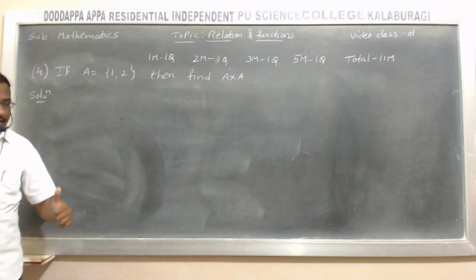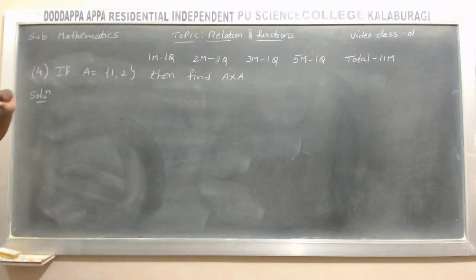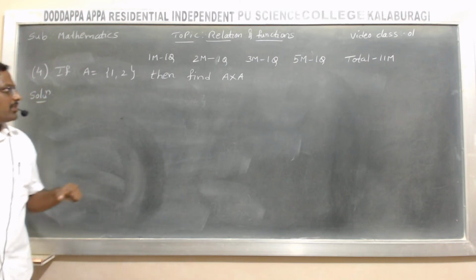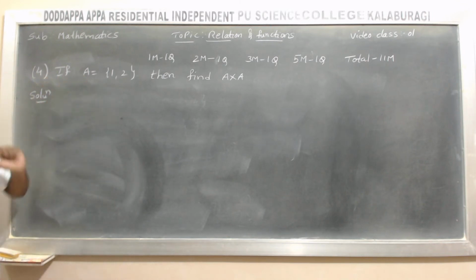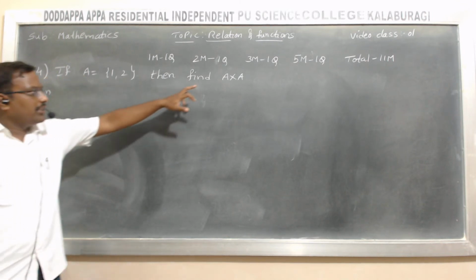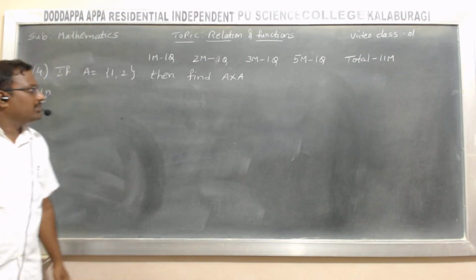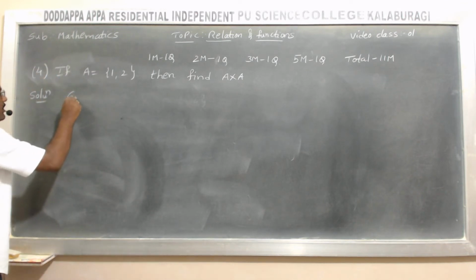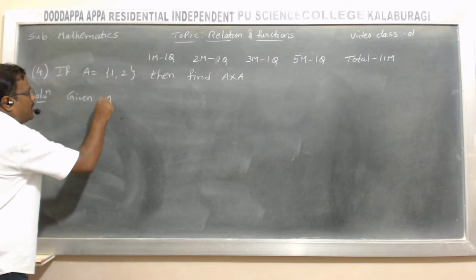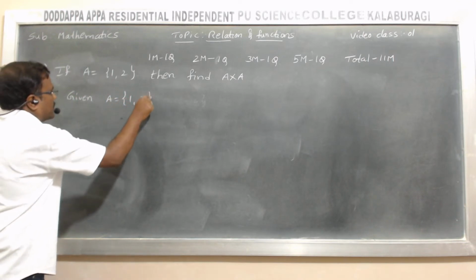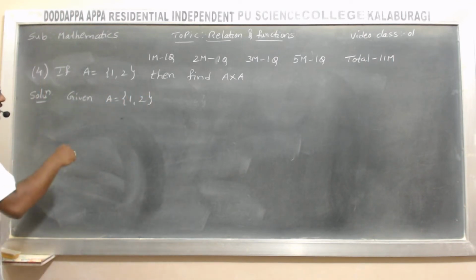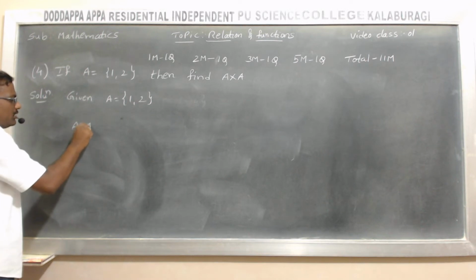Okay, so next, fourth problem. A little bit different problem is there. Here they given only one set and you have to find A cross A. Okay, so first given value, A is equal to what? Set {1, 2}. Next you can find out A cross A.